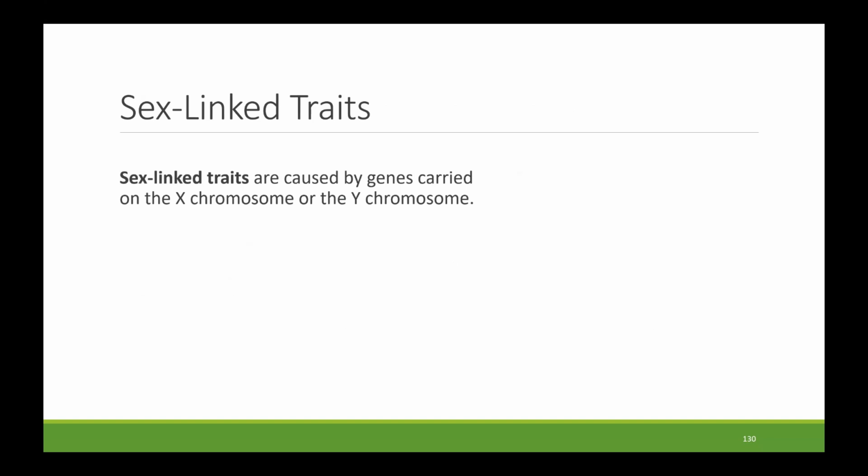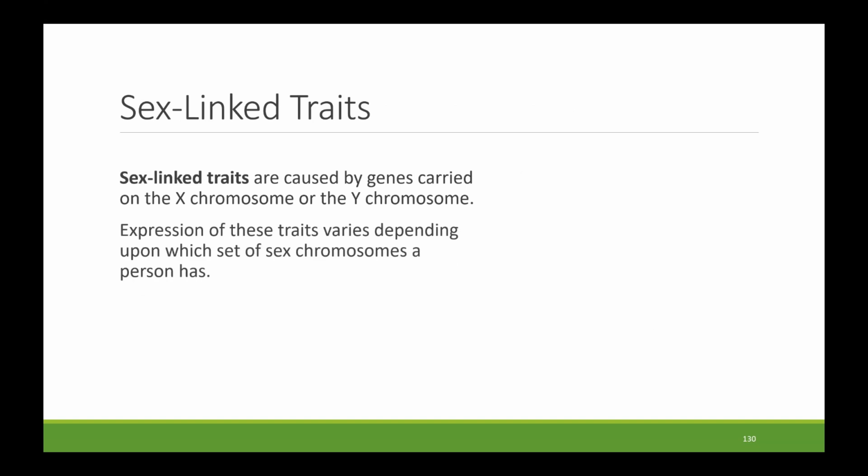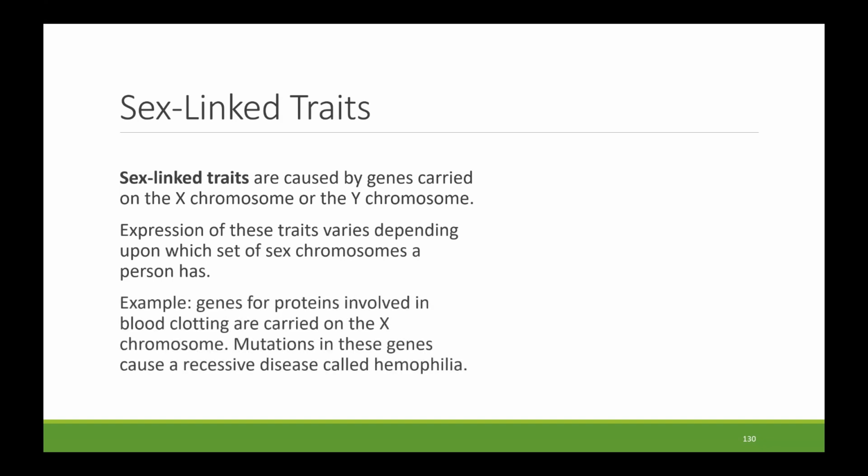Another inheritance variation is sex-linked traits. Sex-linked traits are caused by genes carried on the X chromosome or the Y chromosome. The expression of these traits varies depending upon which set of chromosomes a person has. So an example of a sex-linked trait is the gene for proteins that are involved in blood clotting, which are carried on the X chromosome. Mutations in these genes can cause a recessive disease known as hemophilia. When a person suffers from hemophilia, small bumps and cuts can be life-threatening because their blood lacks the ability to clot. And so minor injuries can lead to serious blood loss.